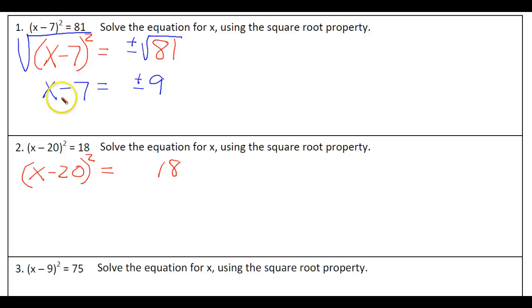Then we just take our negative 7, transpose it to this side as a positive 7. So then we get x equals 7 plus 9, which is 16, and 7 minus 9, which is a negative 2.